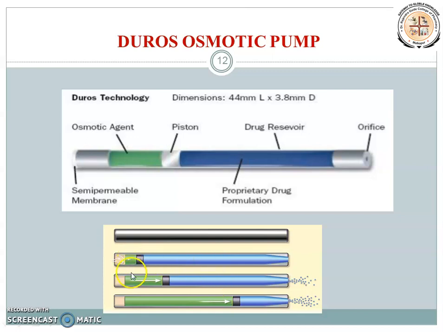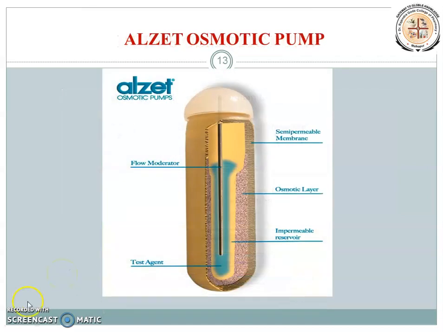See, this is the green part here. The green part in the pump is initially lower, then it is increased, then again it is increased. And in case of the drug compartment, initially it is more, then it is decreased and decreased. So this is the creation of pressure by the osmotic agent on the drug reservoir, and this is moved forward due to the osmotic pressure created by the osmotic agent, and the drug may be released in a slow manner for a prolonged period of time. This is the Duros osmotic pump.